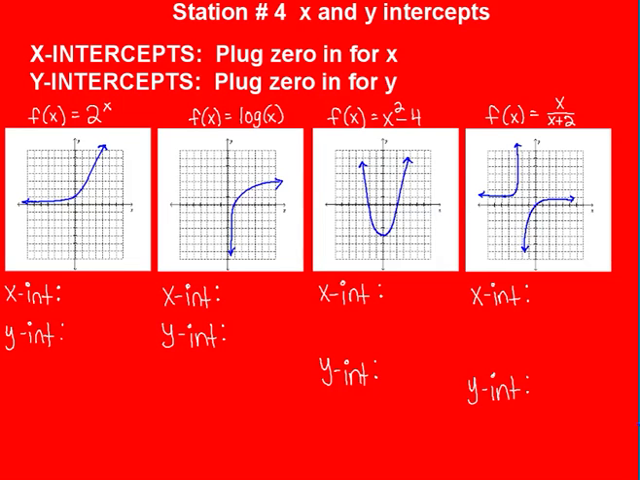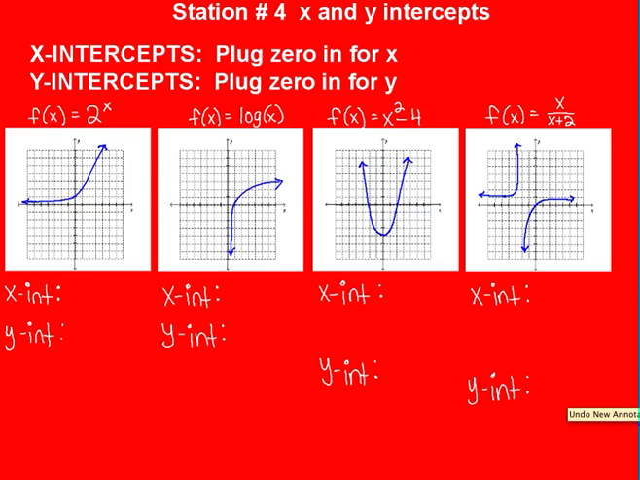X and Y intercepts. Take a look at example 1 there, y equals 2 to the x power. Now, you've got some background knowledge about exponential functions, and they all look like this if they're exponential growth, and they look like this if they're exponential decay.